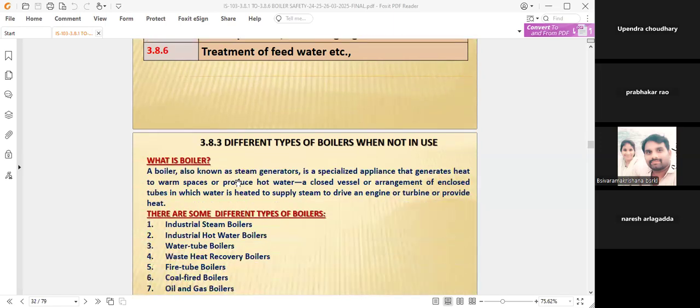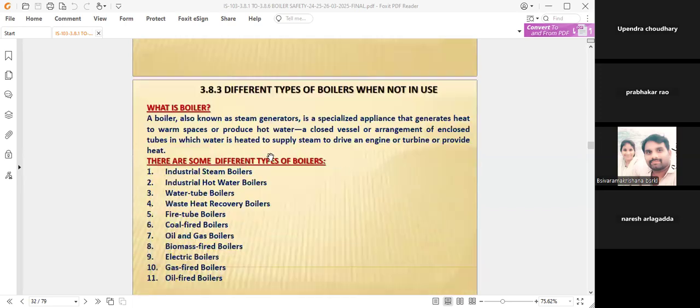Therefore, coming to different types of boilers when they are not in use, I want to revisit what is meant by boiler, so that it will remind you once again to go through the different types of boilers. Recall the boiler. A boiler, also known as a steam generator, is a specialized appliance that generates heat to warm spaces or produce hot water, or this is a closed vessel or arrangement of enclosed tubes in which water is heated to supply steam to drive an engine or turbine or provide heat. That's what the boiler means.